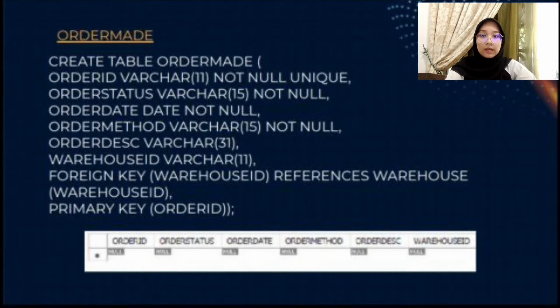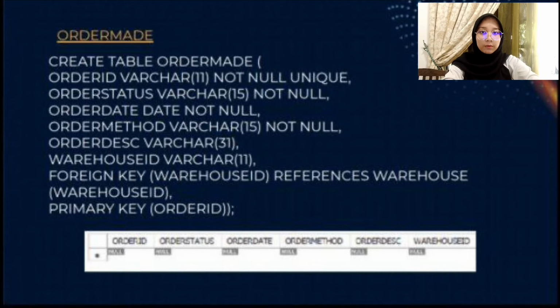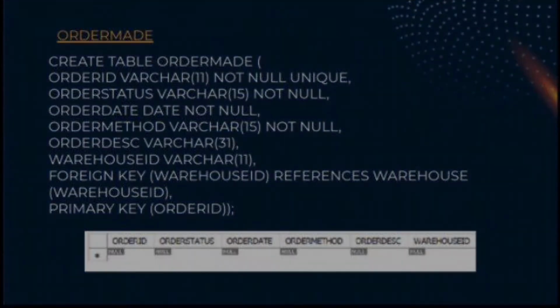Warehouse ID, and the foreign key is warehouse ID, referencing the warehouse table, and the primary key is order ID. Why we choose warehouse ID as the foreign key is because it is linked with the previous table. For the primary key, we use order ID because order ID is NOT NULL UNIQUE. So here is the output for the order table.